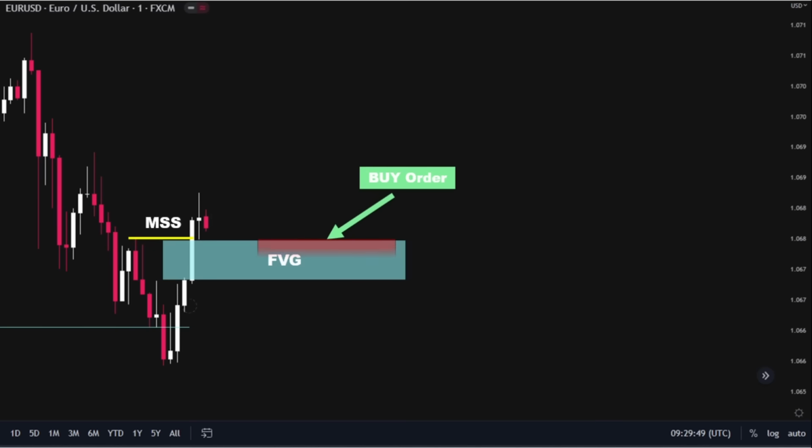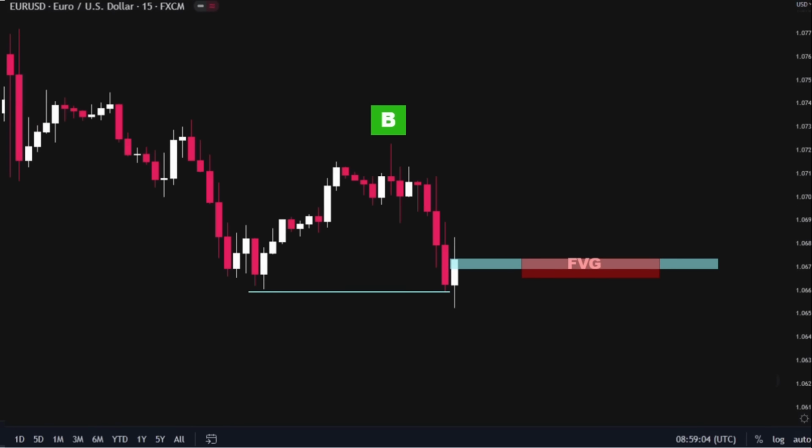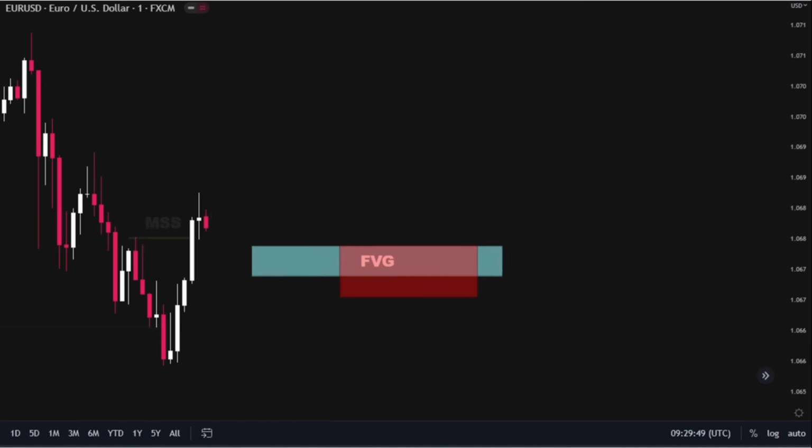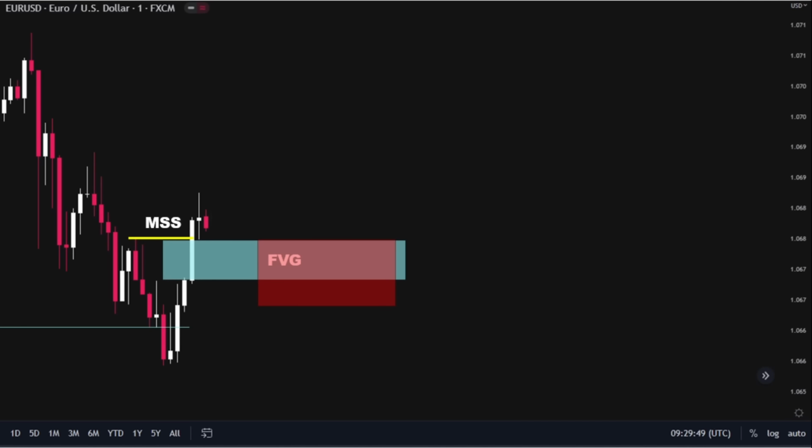And also we put our stop loss a couple of pips below the fair value gap's first candle. And for putting our take profit, we should zoom into the 15-minute time frame and put our take profit margin at the highest point of the B wave, as I explained before. You can see that we placed our order and now we should wait for price to activate our buy order.